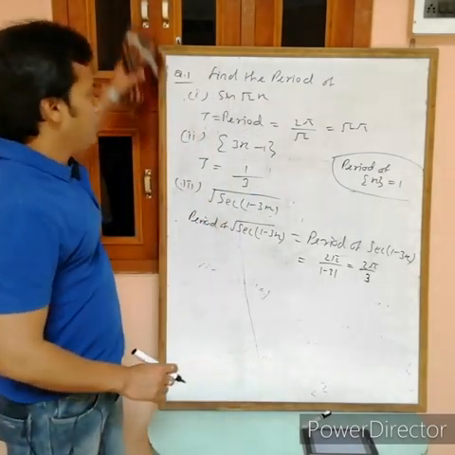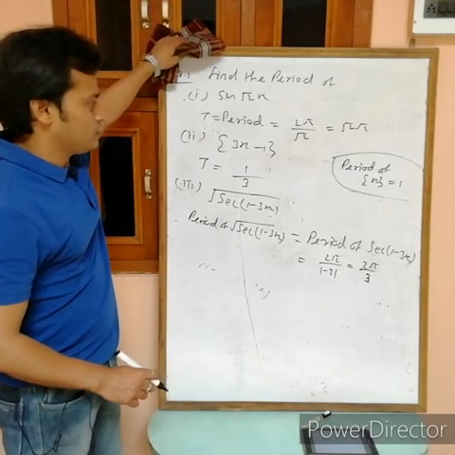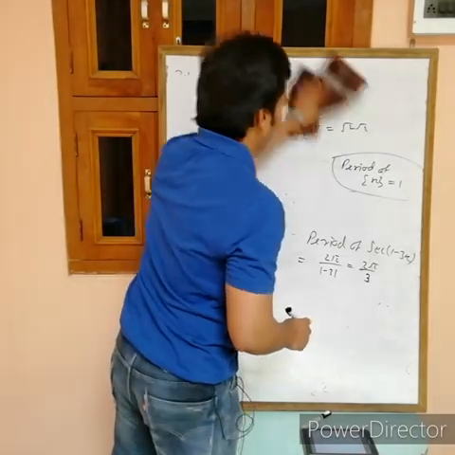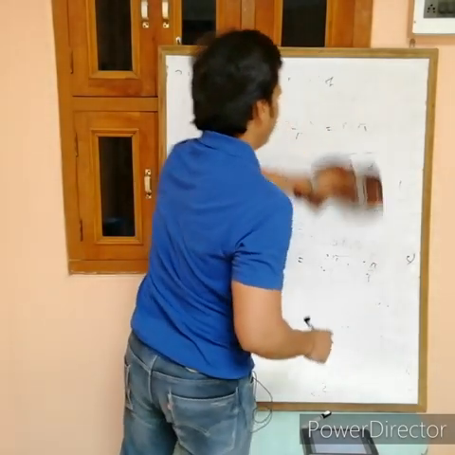Is this clear? Simple question, actually this is based on property number 1 and 2 only.